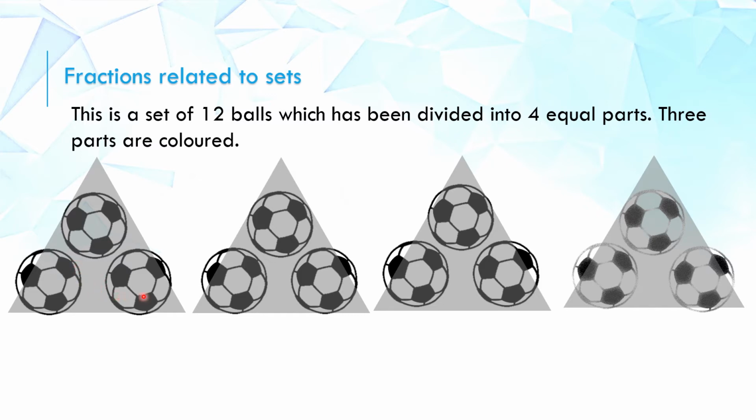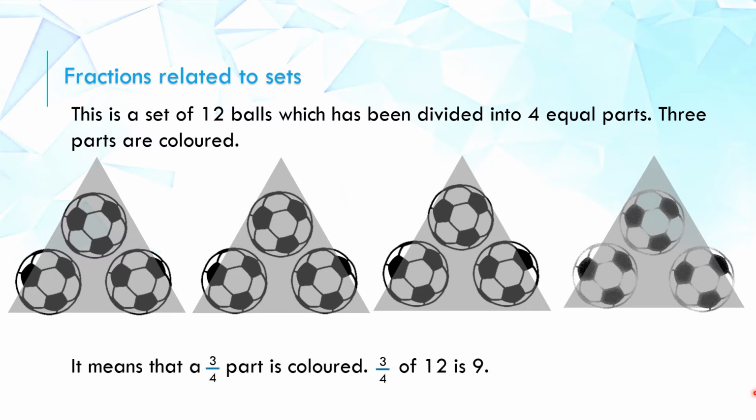From these 4 parts, if we color 3 parts, that is 1, 2 and 3, 3 parts are colored and this one part is not colored. That means a 3/4 part is colored. 3/4 of 12 is 9.